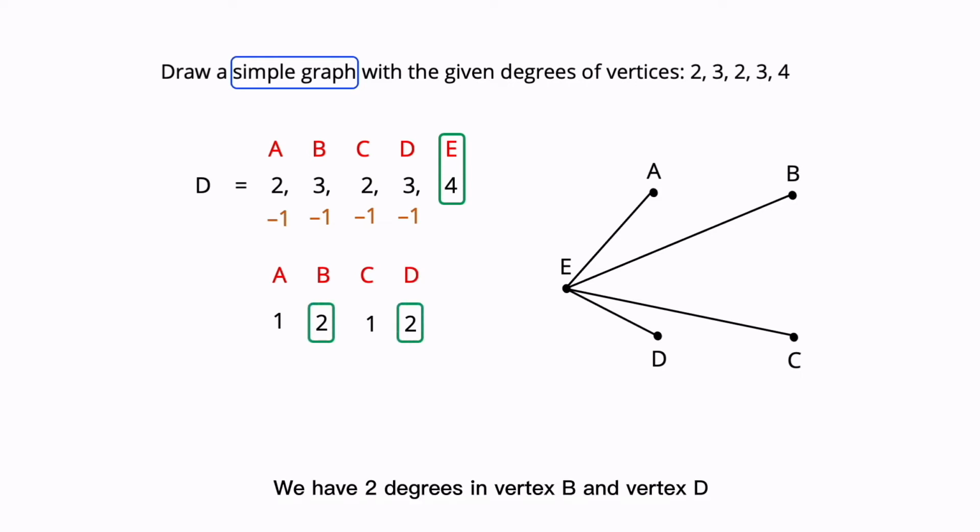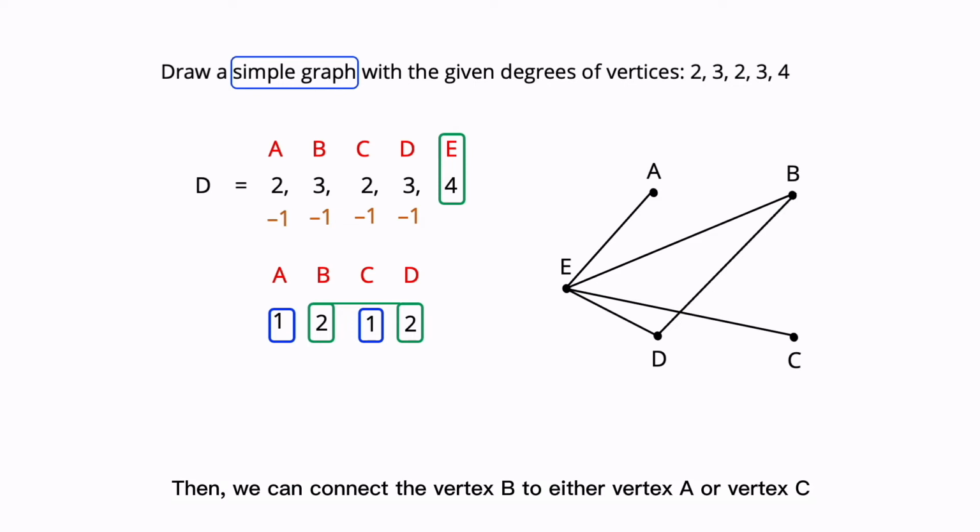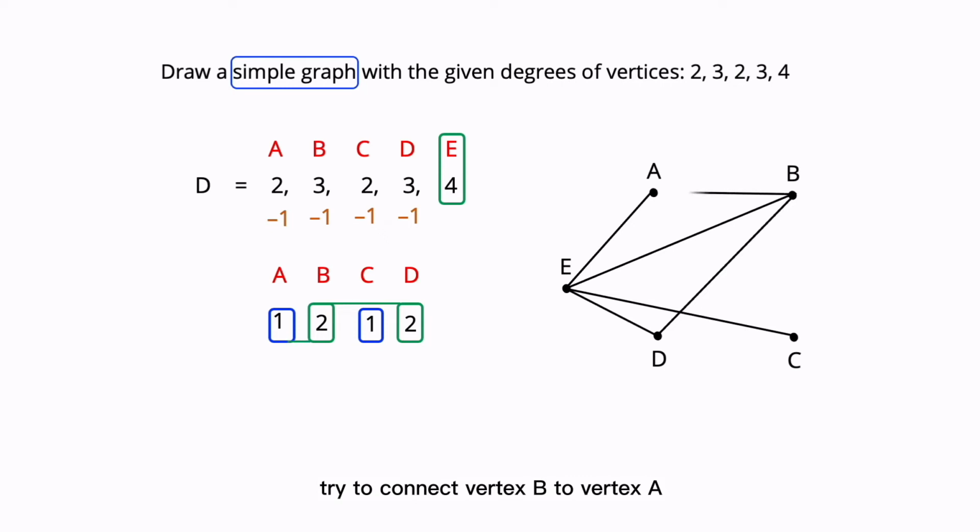We continue with the vertices A, B, C, and D. We have 2 degrees in vertex B and vertex D, and 1 degree in vertex A and vertex C. It's easy to make the connections within the 4 vertices with the lowest degrees. If we make a line joining vertex B to vertex D, they have only 1 degree left. Draw the line joining vertex B to vertex D. Then we can connect vertex B to either vertex A or vertex C. Try to connect vertex B to vertex A, leaving only vertex D and vertex C. Join a line between them, vertex D to vertex C.